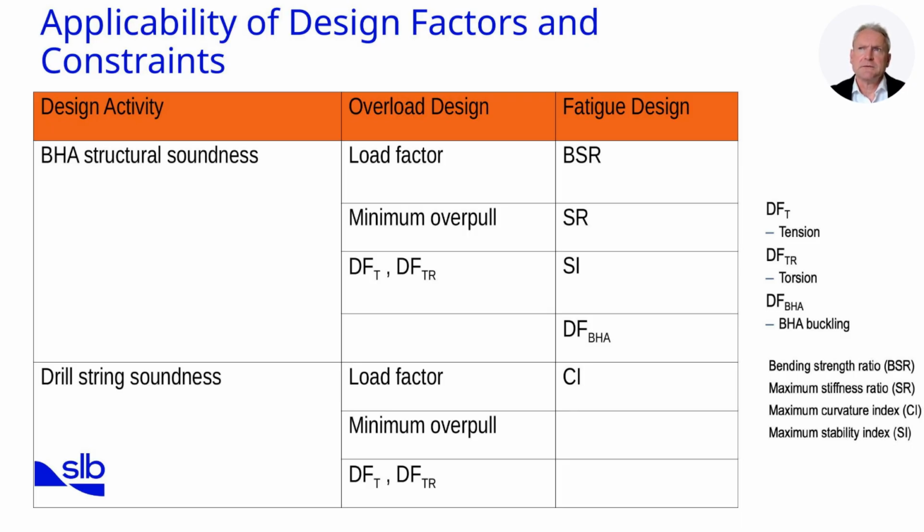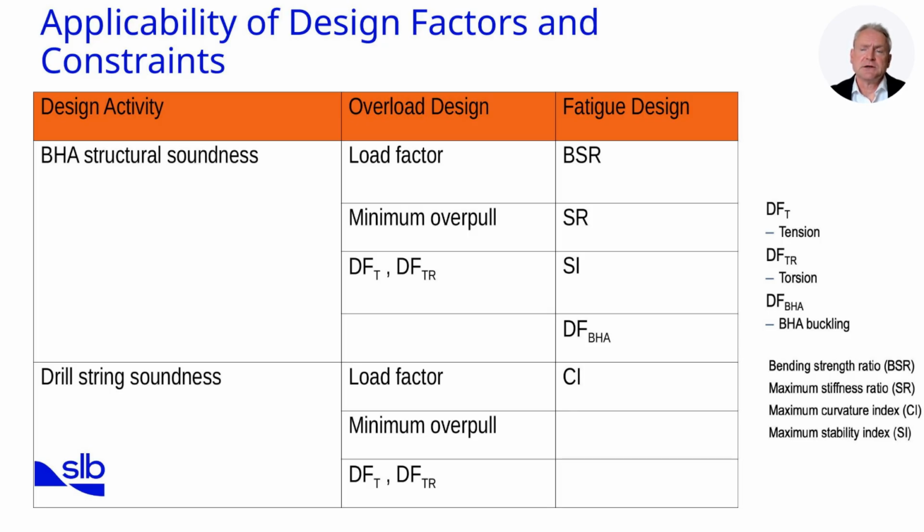These ensure that the BHA components will not fail immediately when subjected to large axial pulls or torque beyond normal operational loads. On the fatigue side, however, the assessment is more nuanced. We use the bending strength ratio, or BSR, which measures the ability of components to resist cyclic bending stresses.